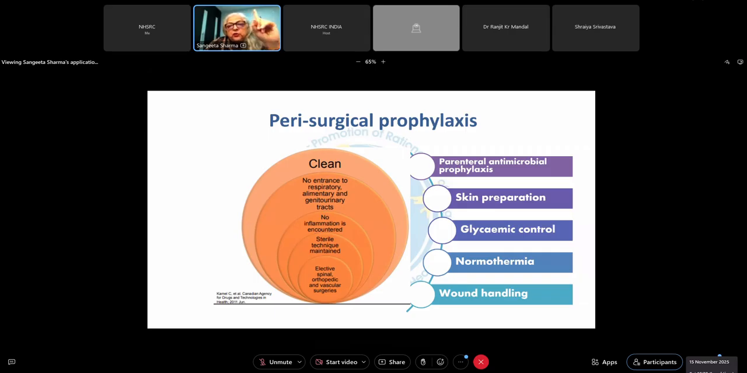One single dose, 60 minutes to 120 minutes before the incision is given, is the most important thing that you can do. Other more important things: wound infections, surgical site infections happen because of poor skin preparation, because of poor glycemic control. Diabetic patients, if the sugar is not controlled, will have more infection. Also if the patient's body temperature drops during surgery, or if the wound handling is not proper.